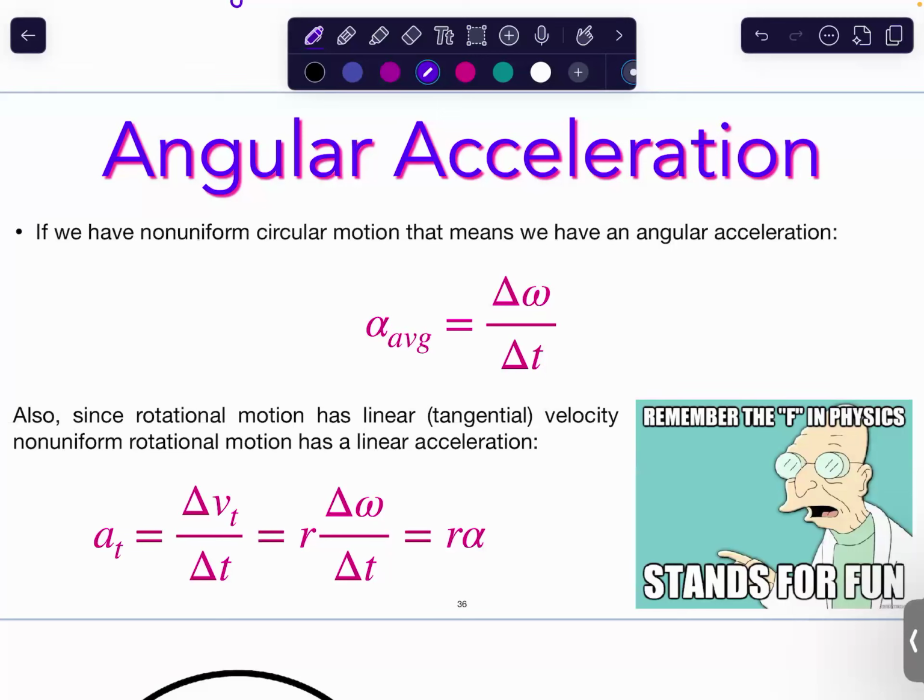Is the alpha a new thing or did I just forget? Well, no, that's your angular acceleration. So we're just using different symbols for angular motion. And you'll see why here in a few slides.